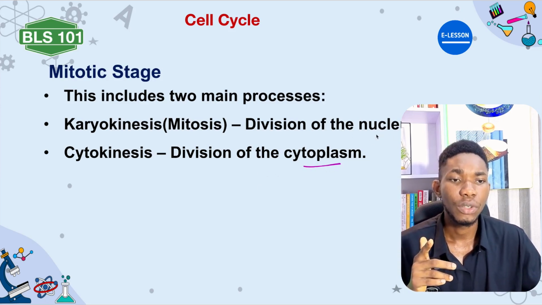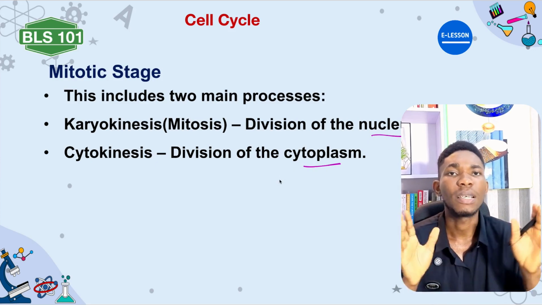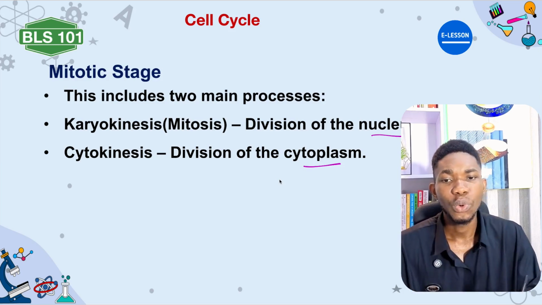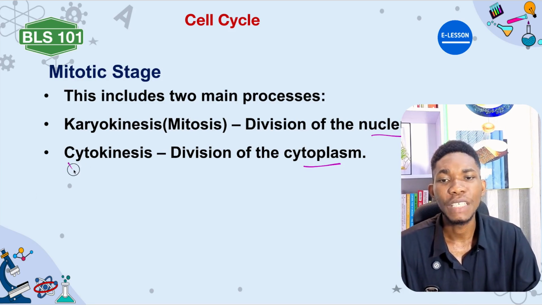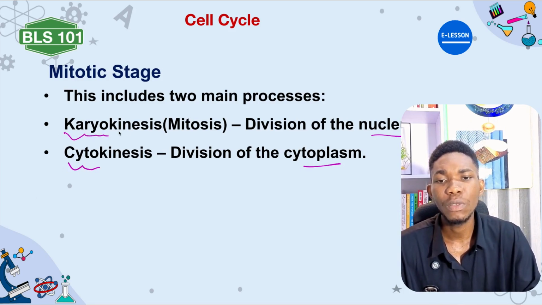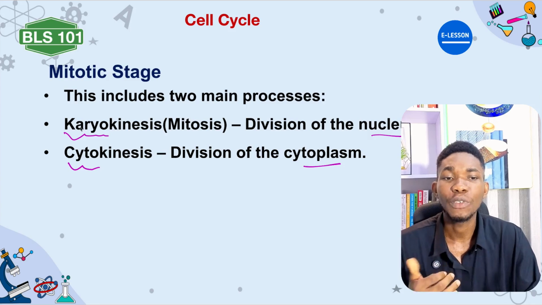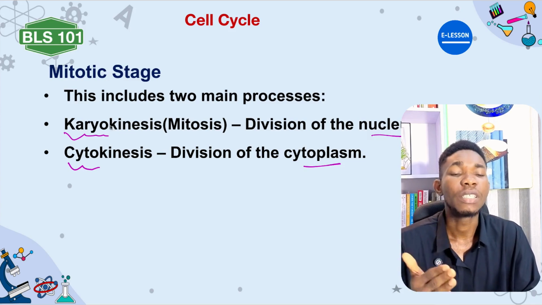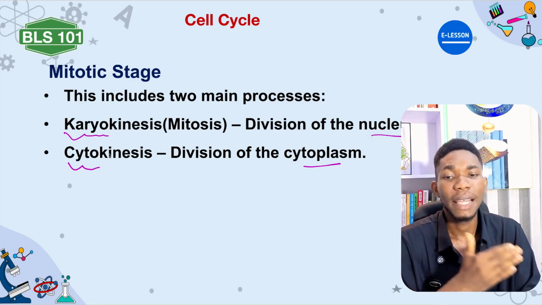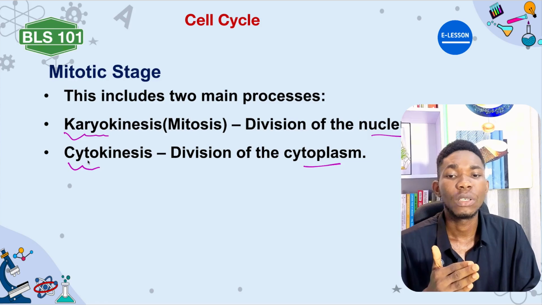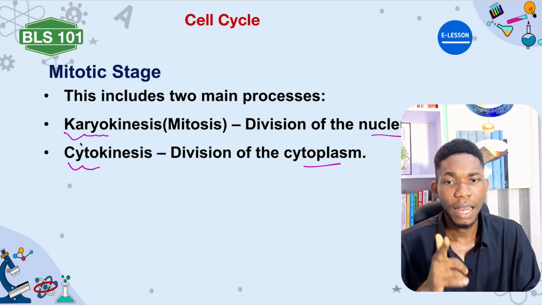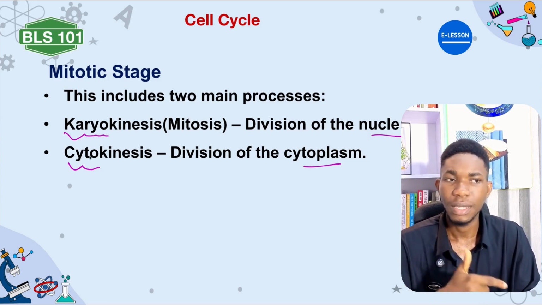Karyokinesis has to do with division of the nucleus. Cytokinesis has to do with what? The division of the cytoplasm. Is that okay? Cytokinesis, cytoplasm. Kinesis has to do with what? Division. Karyo, anytime you hear or see karyo, it has to do with the nucleus. So when you hear of karyokinesis, they break it down as the division of the nucleus. Cytokinesis, breakdown or division of the what? Cytoplasm. I told you: kinesis, division; karyo, nucleus; cyto, cytoplasm.